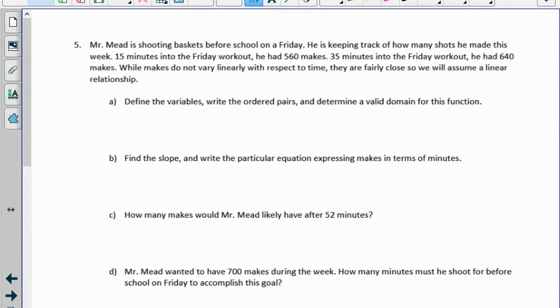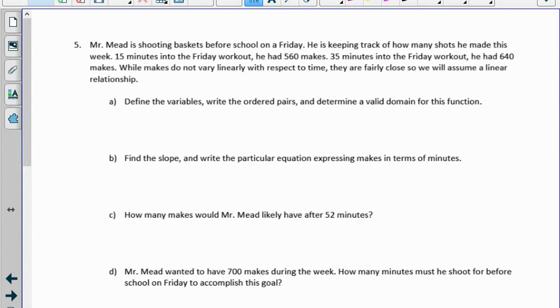While makes aren't necessarily linear with respect to time, we're going to assume so, just for the interest of making the problem easier. And they're relatively linear, even though some people may be a hot or cold basketball player, like they make all their shots in a row and then miss a bunch in a row or something. We're just going to assume it's linear.